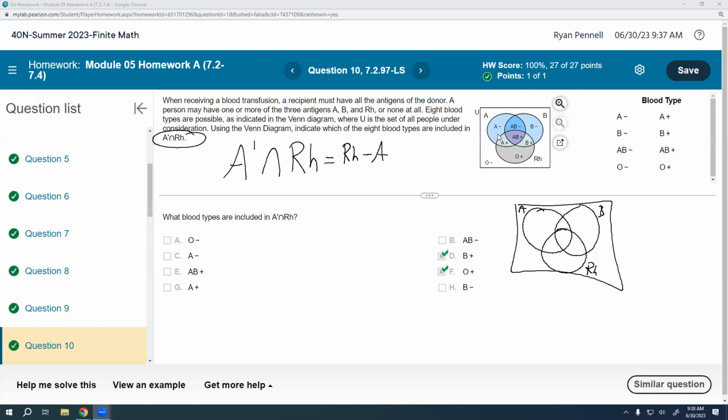So if we take that away, what's left is this part, this part. So we're looking at these two. That's what we want. That's the part of RH that has nothing to do with A. So I put B positive, O positive. Okay?